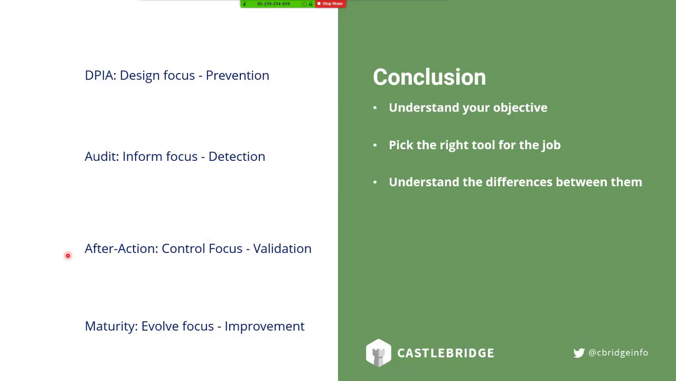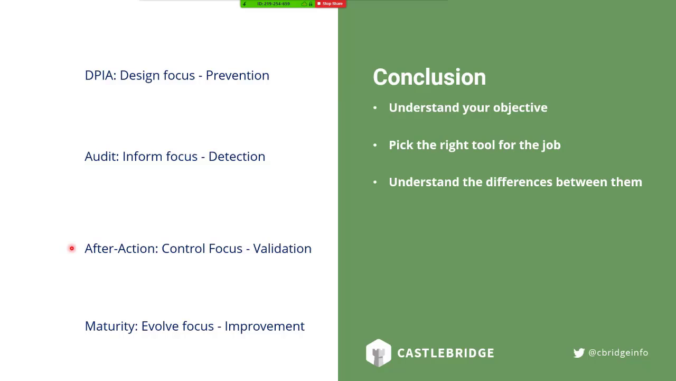So, to conclude, in order to pick the right tool for the job, you need to understand your objective and you need to understand the difference between the different tools. The DPIA has a design focus and it's aiming towards preventing issues in the organization. An audit has an informed focus and it's about detecting deviations from the expected norm and standard in the organization and to inform the organization that the stuff everyone says they are doing, they aren't doing.